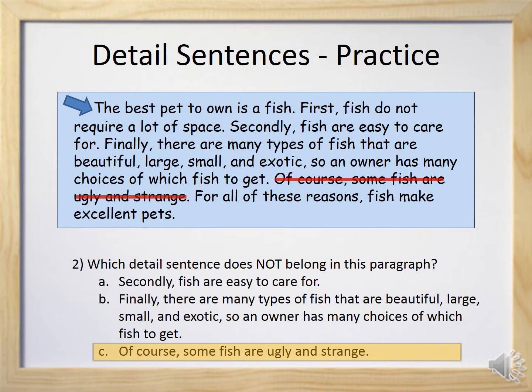All detail sentences in this paragraph need to explain why the topic sentence is true. They need to explain why the best pet to own is a fish. Sentence C, of course, some fish are ugly and strange, doesn't tell us why the best pet to own is a fish. In fact, that sentence tells us a reason not to own a fish. So that sentence doesn't belong. Sentences A and B both do give us reasons why the best pet to own is a fish. So those sentences do belong in the paragraph.